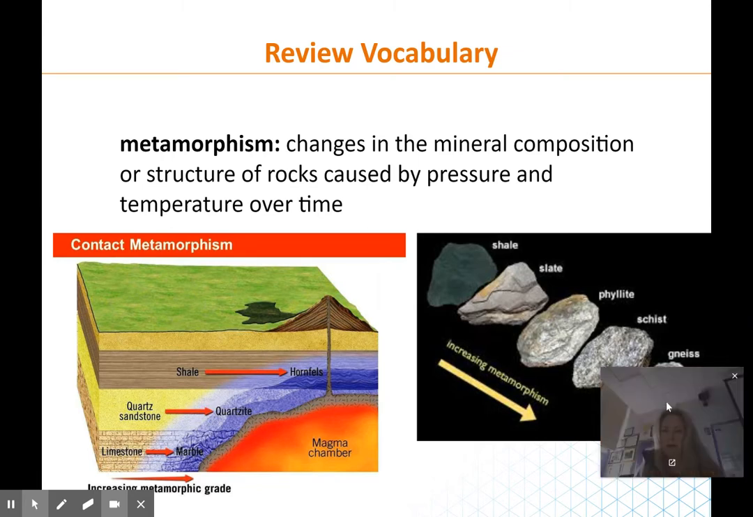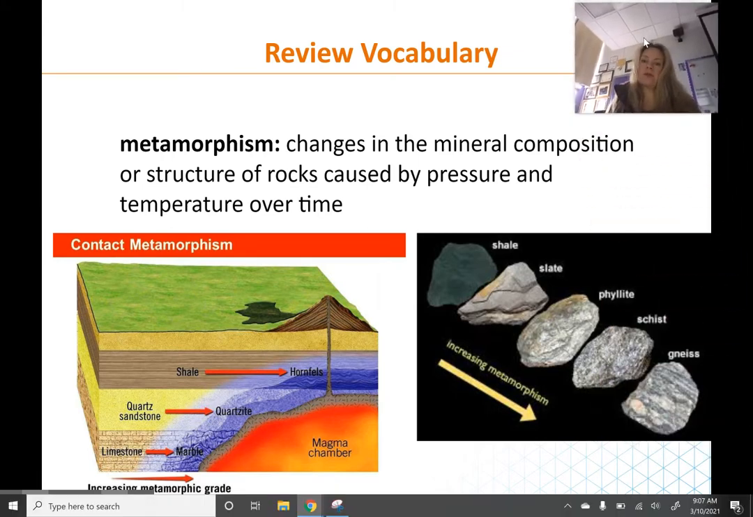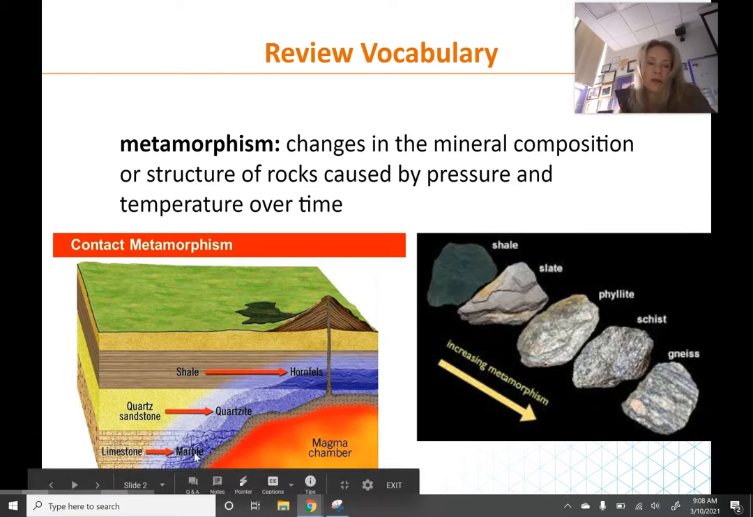So if we look at review term here, metamorphism is just when a rock undergoes change. So heat and pressure causes it to change. The more heat and pressure, the more change. So if we take this rock shale and it undergoes heat and pressure slightly, then it forms slate. If it undergoes more heat and pressure, then phyllite, schist, and gneiss. So we can see kind of where these would form. Different formations depend on temperature and pressure.